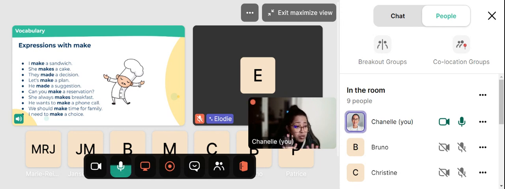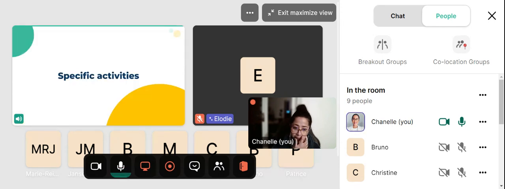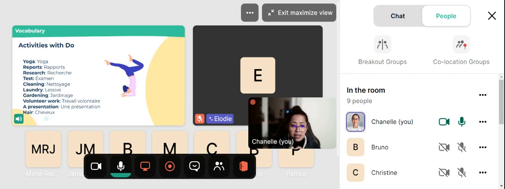So, for a small summary, un petit résumé, we know do is action, tâche ménagère, so tasks, and make is more fabriquer, when we create something and there is an end product. So now let's look at specific activities. So activities with do, things you can use, do.